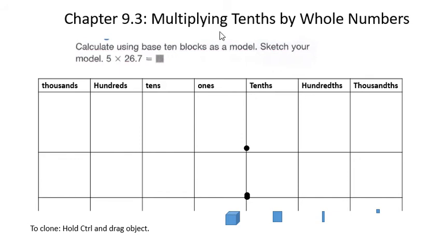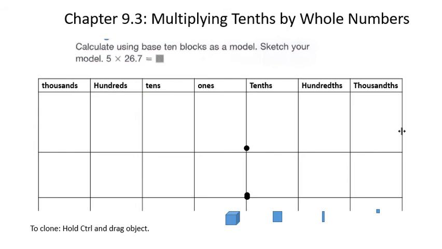I would like to just remind you what the model for multiplication means. So let's take this example here, 5 times 26.7. This is like saying I have this many groups, in this case 5, and I'm multiplying by 26.7 in each group. So I'm going to draw that out now. I need 5 groups of 26.7.